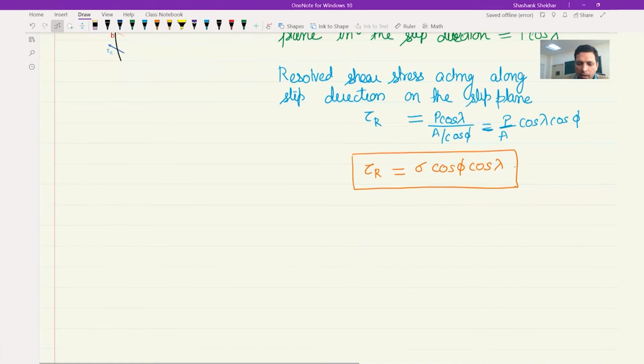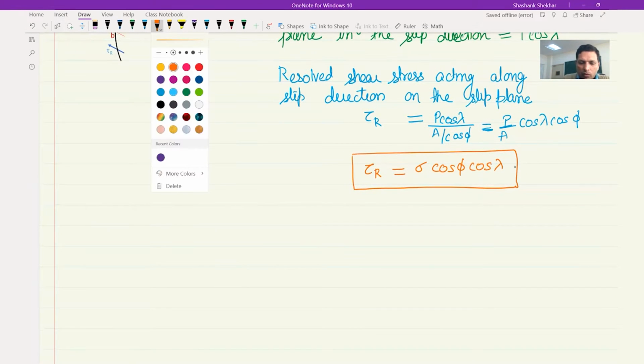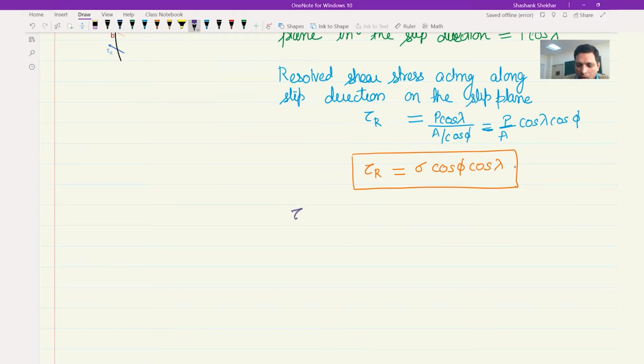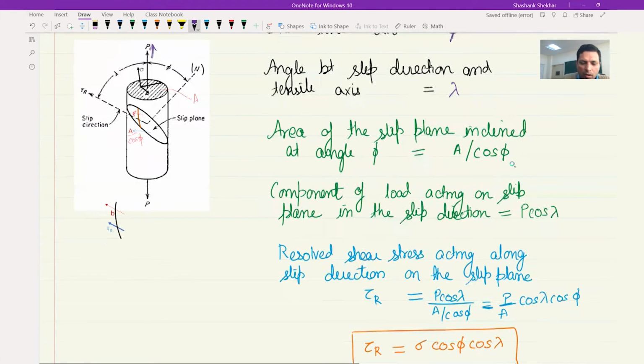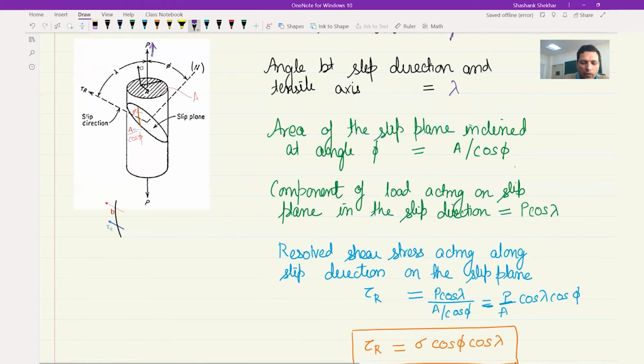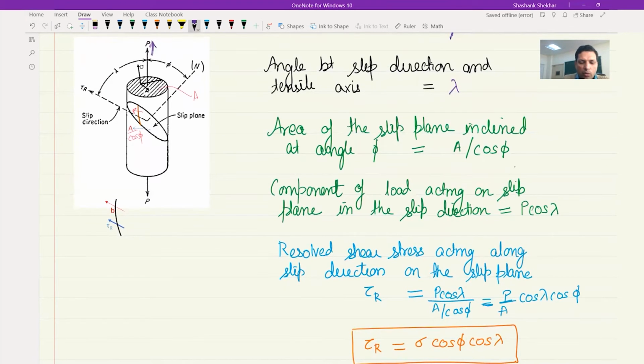Let me put it like this. So we have tau r, n, which is this one, and p. In the two-dimensional image, it may seem like tau r, p, and n are all in the same direction. It need not be. This is something you have to be very clear about: tau r, p, and n need not be in the same plane.